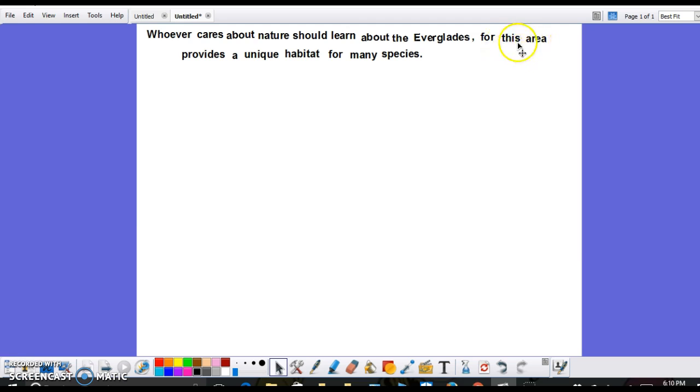And then this sentence, the same thing. So just look at this part. This area provides a unique habitat for many species. What is the subject of this sentence? For the second one? Uh-huh. The subject is unique habitat? The subject, yeah. So here's your verb, right? Provides. So to find the subject, say who or what provides. This area, that's it. There you go.